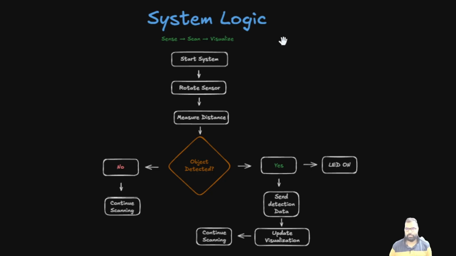The system follows a repeated scanning loop. The sensor rotates across predefined angles, captures distance measurements, and checks whether an object is present. Detection information is then sent to a visualization interface before the scanning cycle continues.